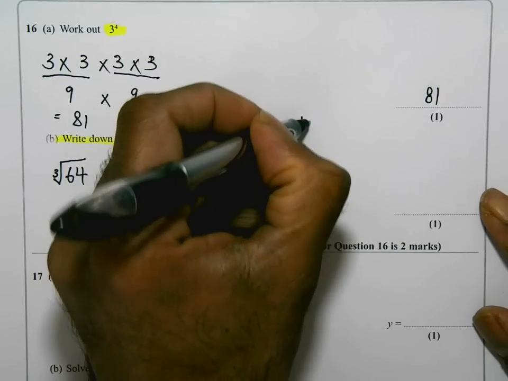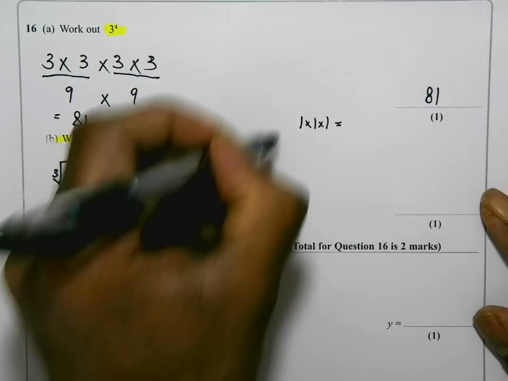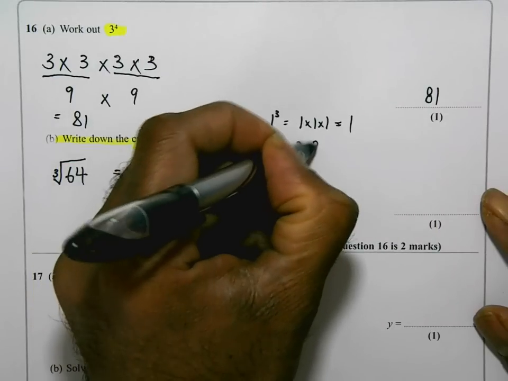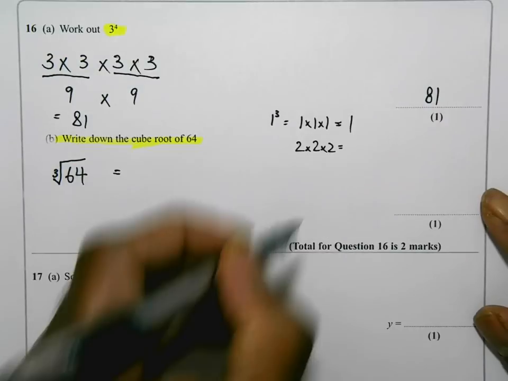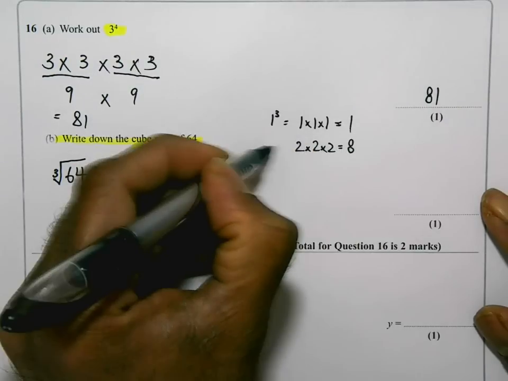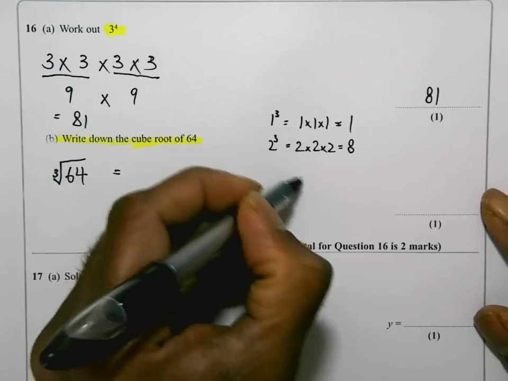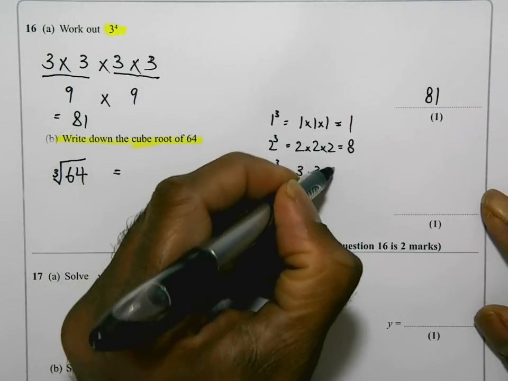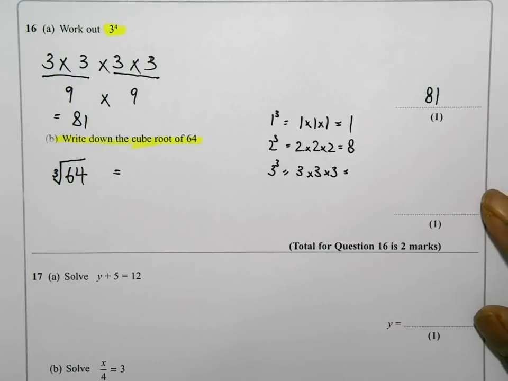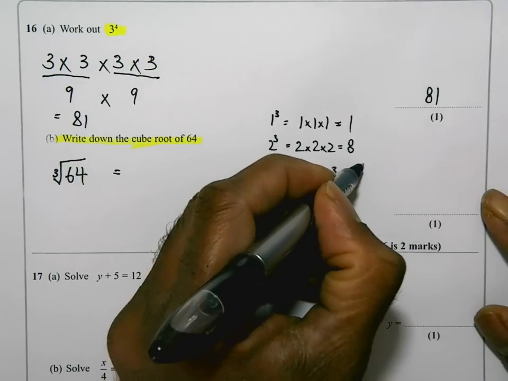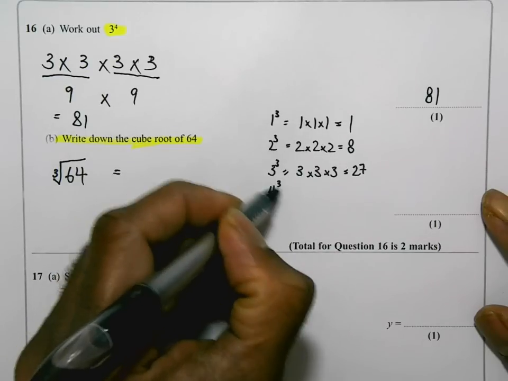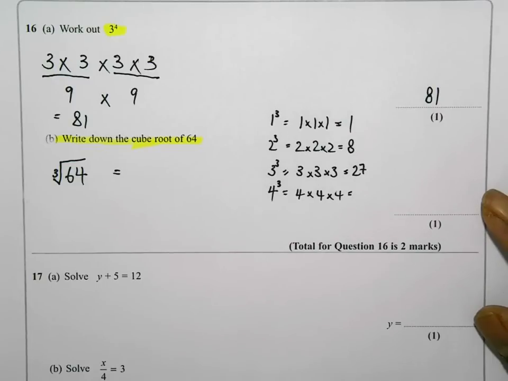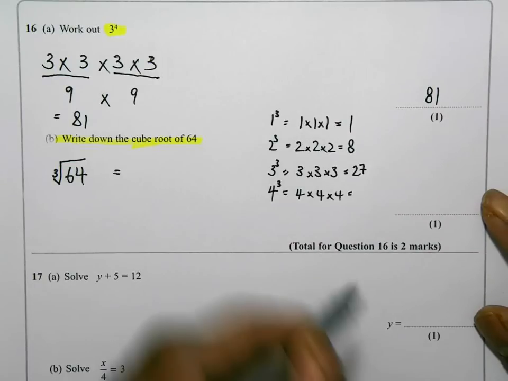1 times 1 times 1, so that's 1 cubed. That's 1. 2 cubed is 2 times 2 times 2. 2 times 2 is 4, times another 2 is 8. That's 2 cubed. 3 cubed is 3 times 3 times 3. And 3 times 3 is 9, times another 3 is 27. And if I get to 4 cubed, that's 4 times 4 times 4. A bit more difficult this time, but 4 times 4 is 16, and 4 lots of 16 is 64.